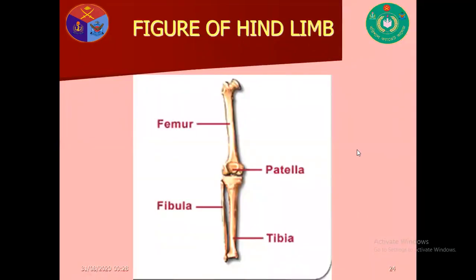This is a figure of a hind limb. This is the femur. This is the patella or knee bone. This is the fibula and this is the tibia. The fibula is a thin bone.